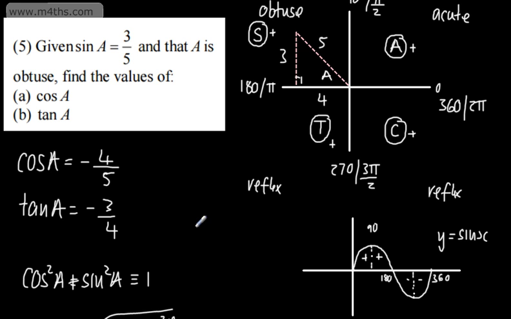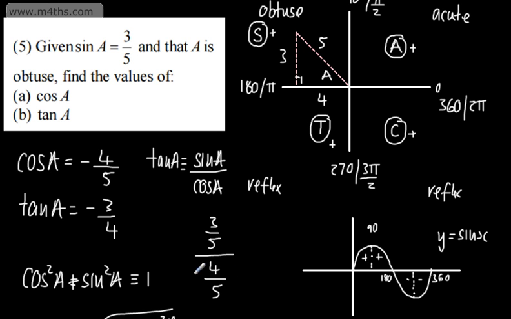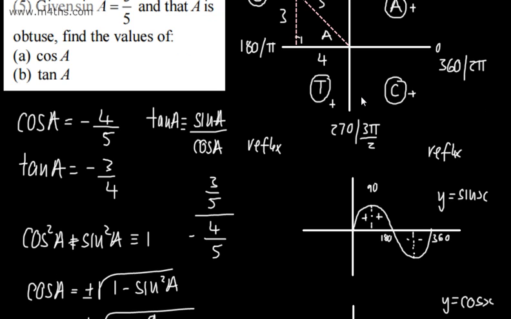The same if we look at tan A: tan A is going to be sine A over cos A. And of course, if we didn't know the signs, we would simply say that this is 3 over 5 over 4 over 5. But remember this is negative, so it would give us negative 3 over 4, which we can see by the diagram. So that's why I like a diagram in these particular things.